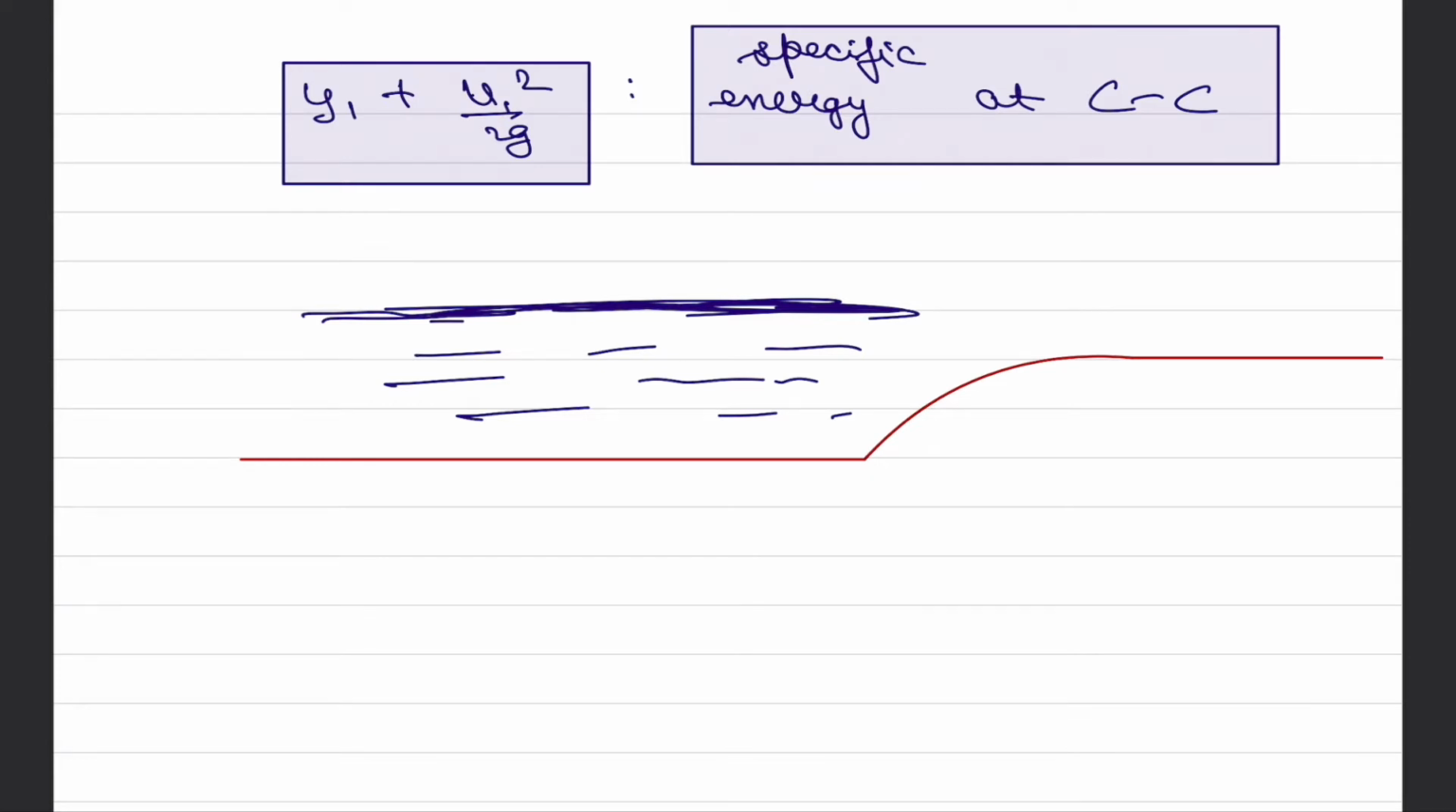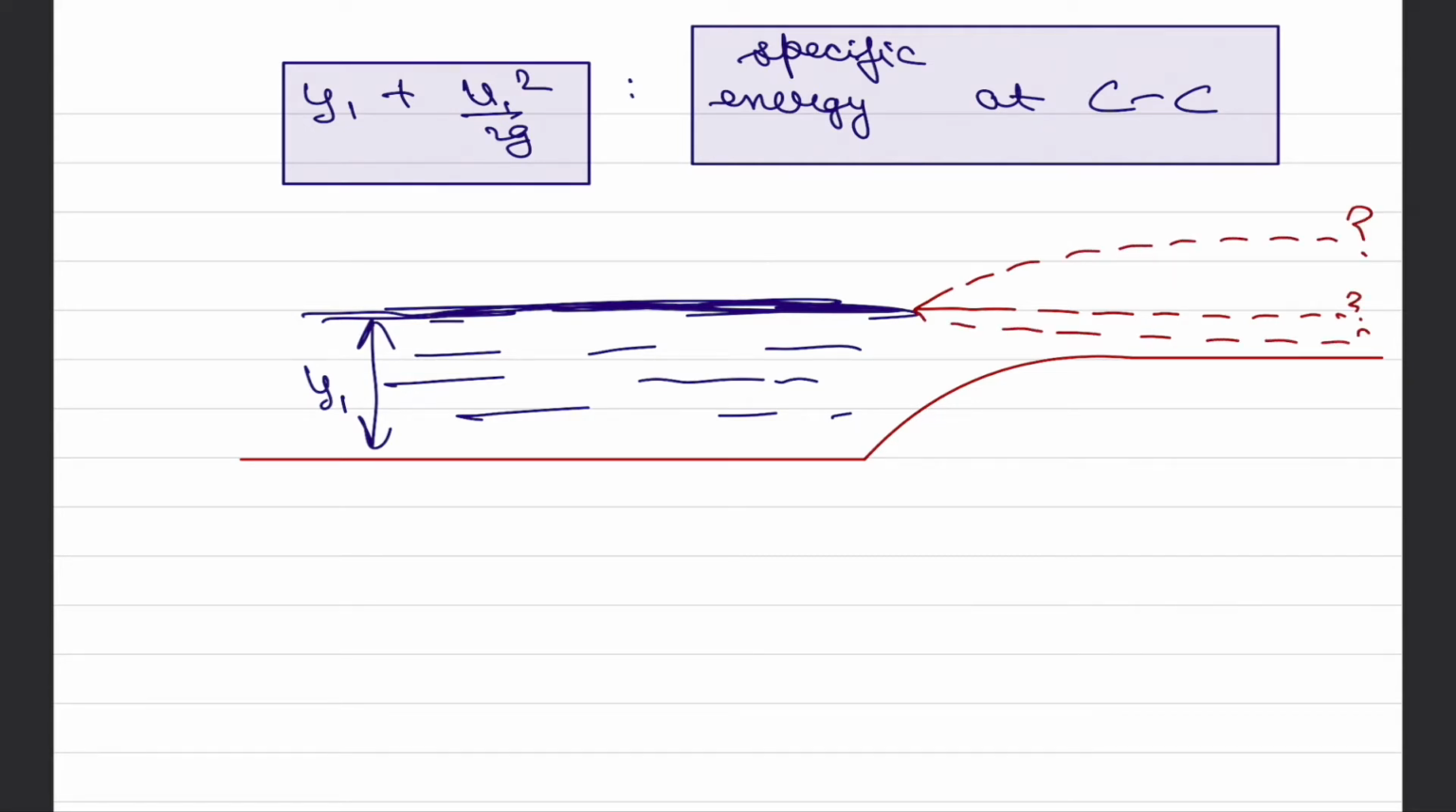The question that we would like to analyze here is that water was flowing at some depth y1. Now this water either can go straight without changing its trajectory, or it can go upwards, or it can go downwards. We really don't know how it is going to behave until we look into this particular system.